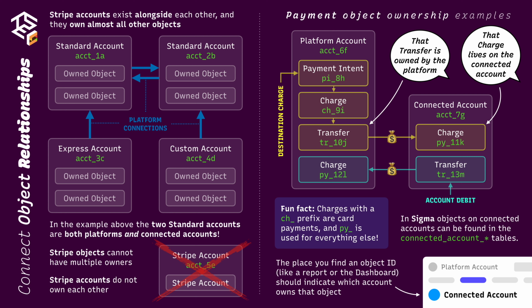So that's Connect object ownership in a nutshell. Stripe accounts exist alongside each other. Almost every other object exists inside a specific account, and some operations produce objects on multiple accounts. Now when someone says something lives on a platform or a connected account, you'll know exactly what they mean.